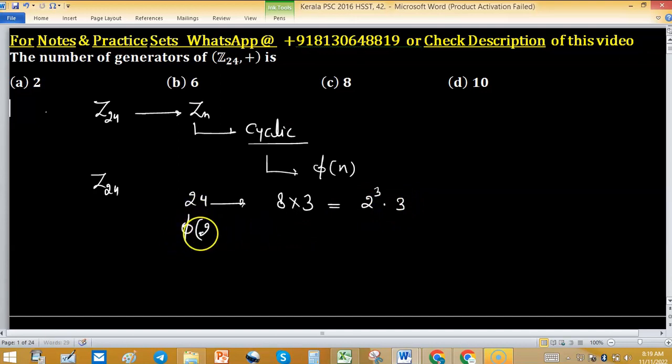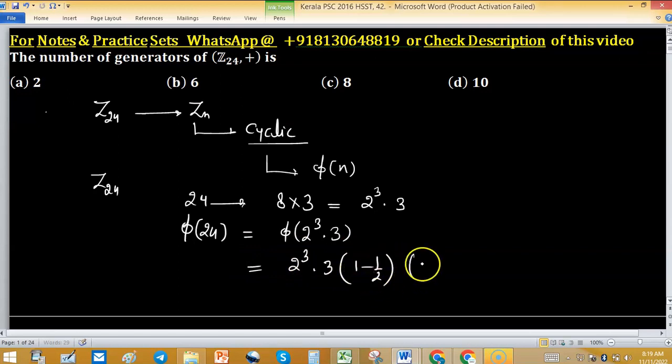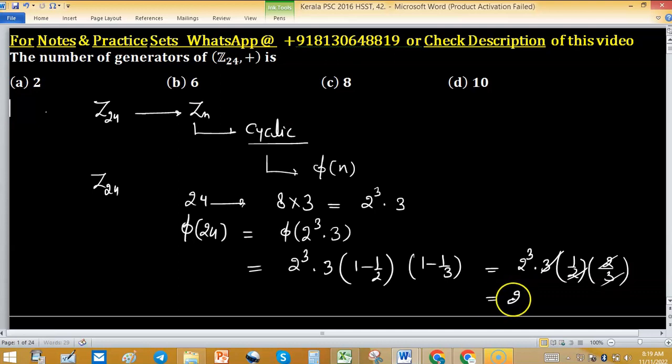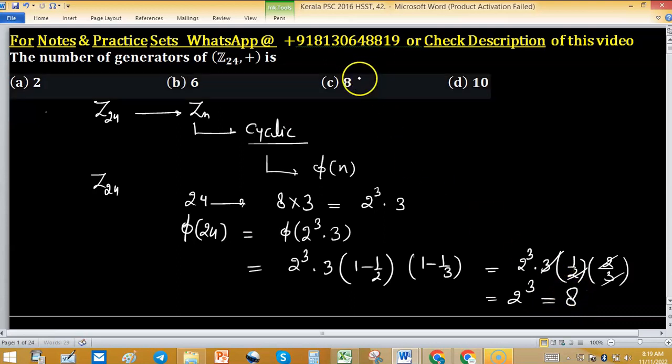Euler phi function applied over 24. We have phi of 2^3 into 3. It means 2^3 into 3 times (1 - 1/2) times (1 - 1/3). This equals 2^3 into 3 times 1/2 into 2/3. 2 cancels out by 2, 3 cancels out by 3, leaving 2^3, and 2^3 is 8. Option C is correct.